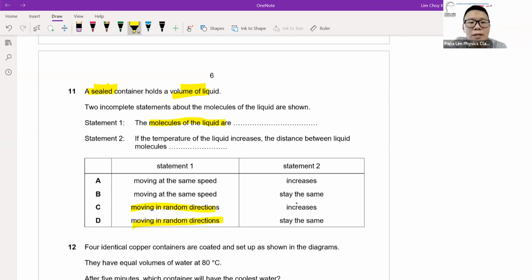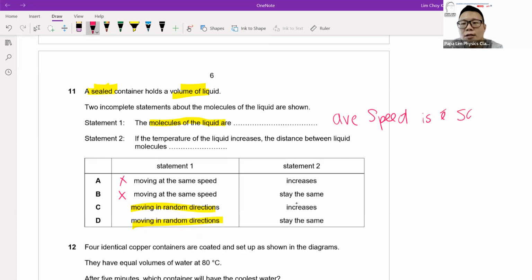Now for the molecules of the liquid, I will eliminate A and B straight away. They will not be moving at the same speed. Each of the molecules will have a different speed. But what is more correct to say is that the average speed of the molecules would be the same. If nothing changes, temperature doesn't change, fixed volume, the average speed actually remains the same.